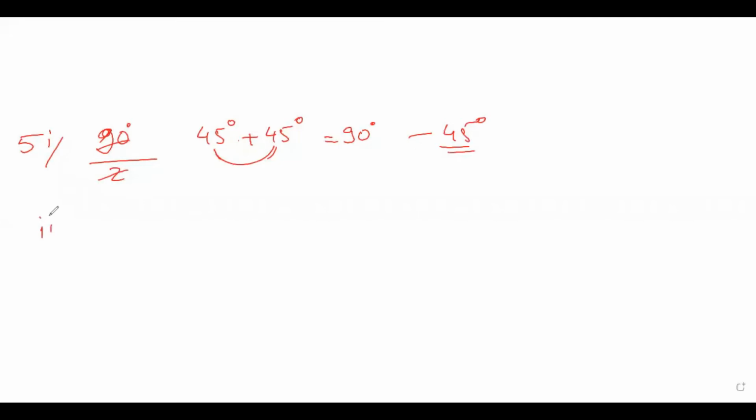And the second one, find the angle which is equal to its supplement. Supplement means the sum of two angles is 180 degrees. So divided by 2, we will get 90 degrees. So 90 degrees is the angle which is equal to its supplement. So the answer to this question will be 90 degrees.